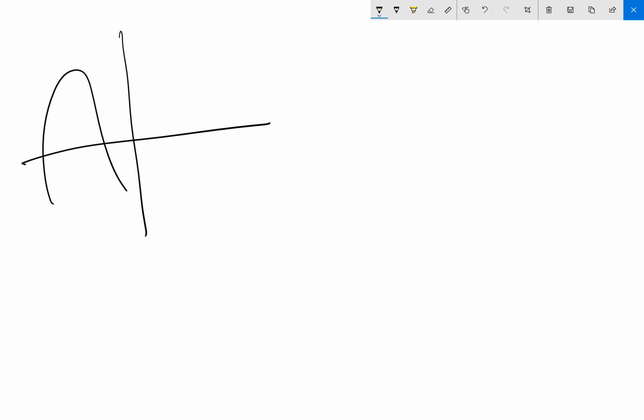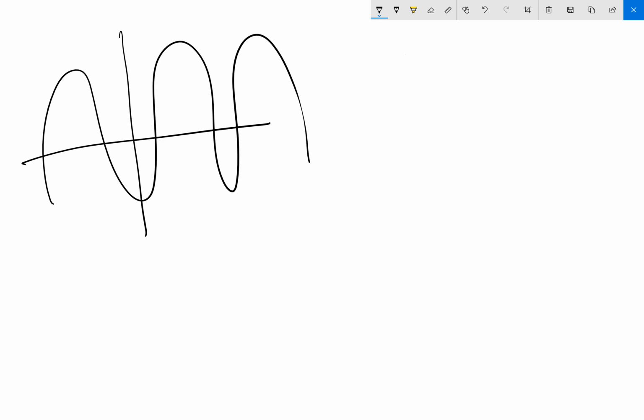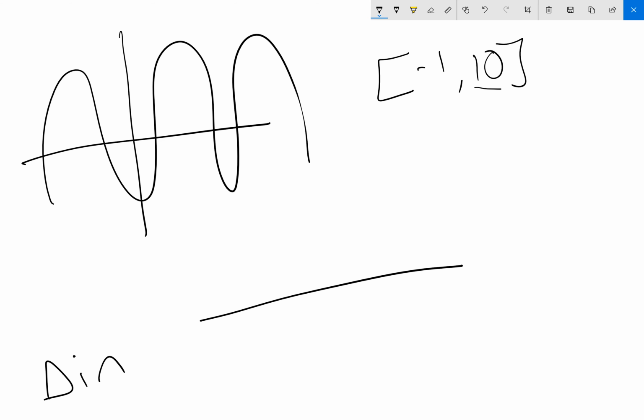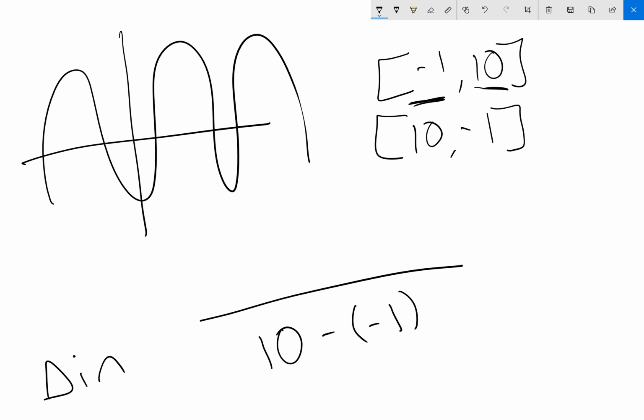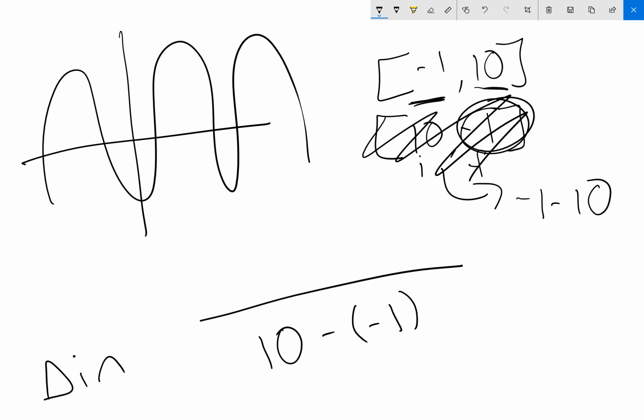As a reminder, for whatever function you have, if it says over the interval -1 to 10, we can find our change in the input, which is final minus initial. 10 minus -1. If it was on the interval 10 to -1, this is still our final, this is our initial, even though this is smaller. So we do -1 minus 10. But for right now, we're not going to do that. Just good to know.